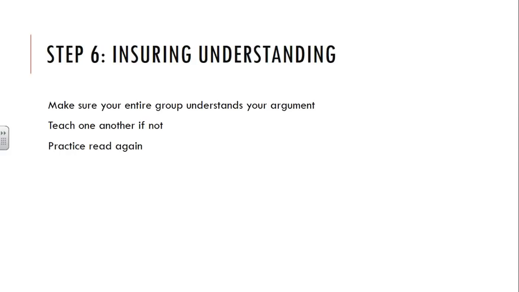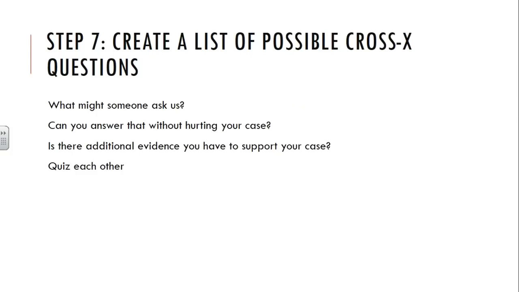Number 6 is ensuring understanding. Make sure that everyone in your group understands the argument at hand, because everyone is going to have to defend this. If they don't, you need to teach them, work with one another so that you are all on the same page. After that, practice reading it again, go over it again and again, ensuring that everyone understands the arguments that you're making, everyone understands what you are saying.